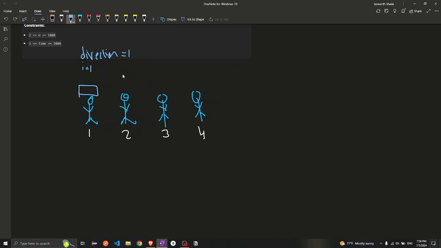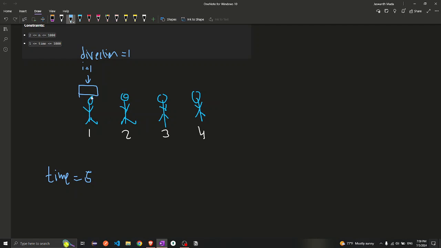So I'm going to use this variable in order to determine the direction, and I'm going to make this the pointer. i equals 1 means it is pointing to the first person, i equals 2 means it is pointing to this person, and this and this and so on. So what I'm going to do is, until my time becomes 0, initially my time is 5, right? And my i is pointing to this person.